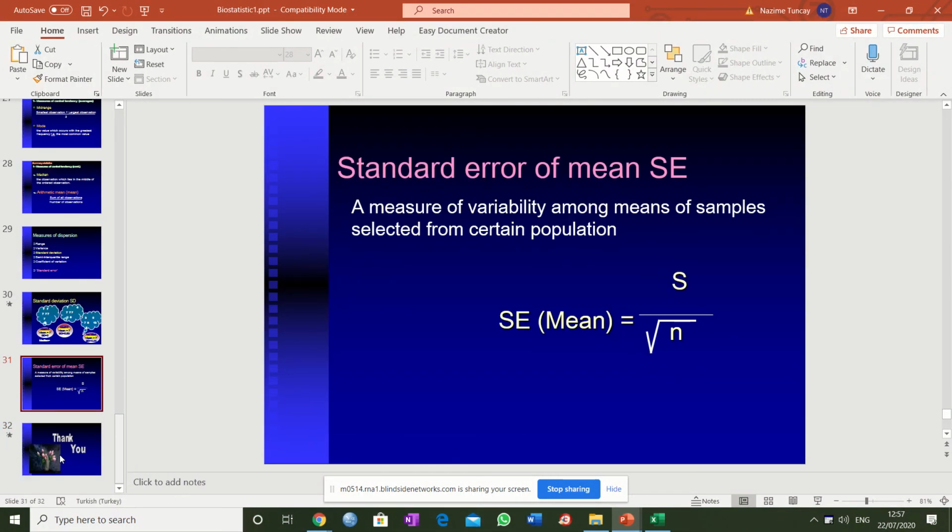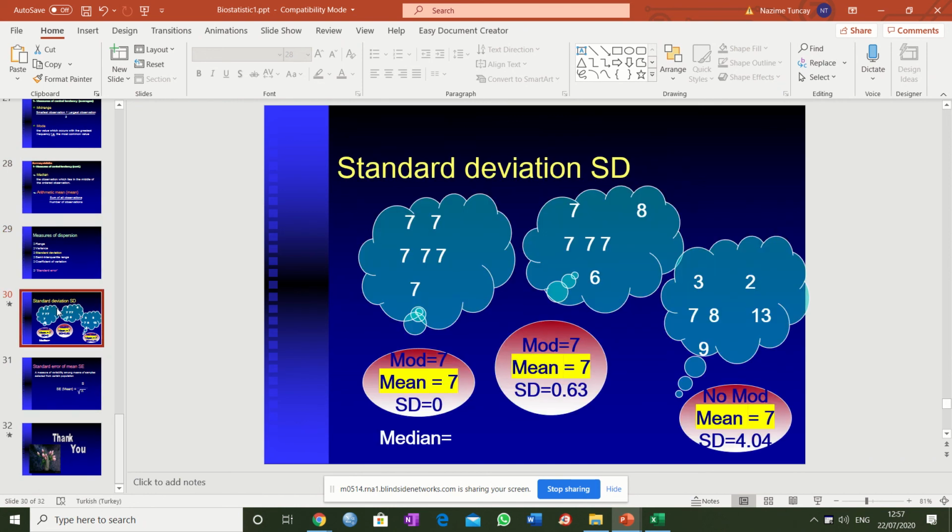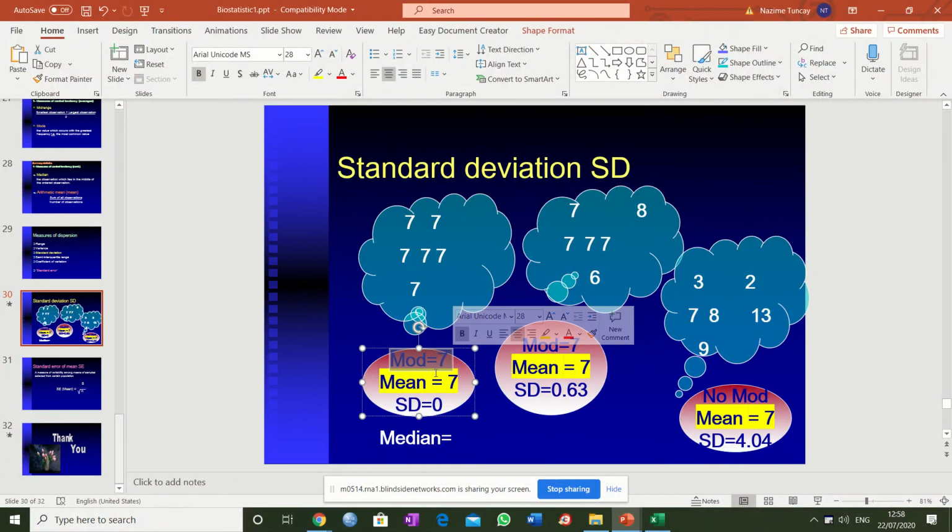But I will not want you to calculate standard error or standard deviation. I will want you just to interpret it. I don't want you to calculate it, just know that when they are the same, it's 0. This is enough. And know that the more they are different, the higher the standard deviation. So you will not need to calculate it, so don't worry about it. But you need to calculate median. You have to calculate mode, mean, and median, but not standard deviation.